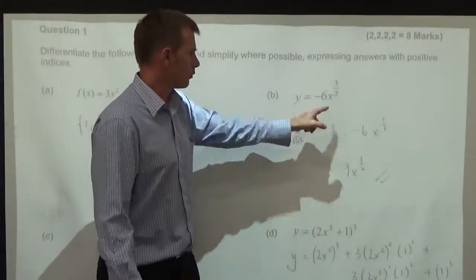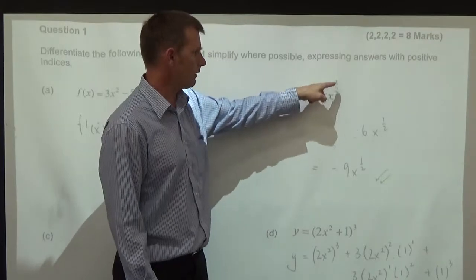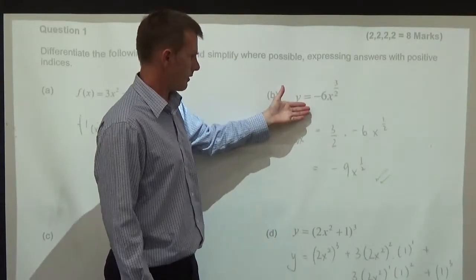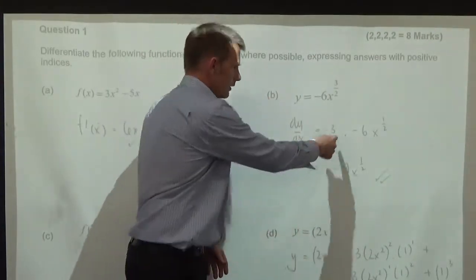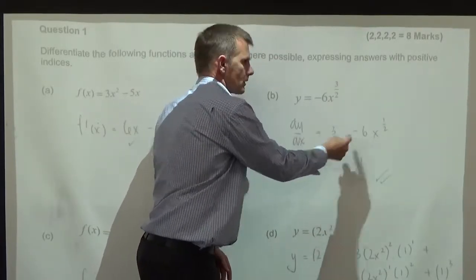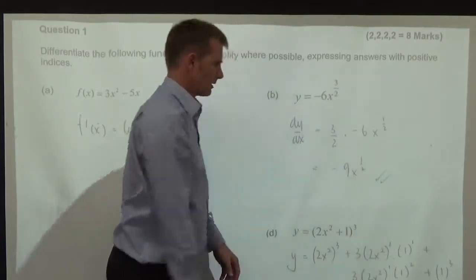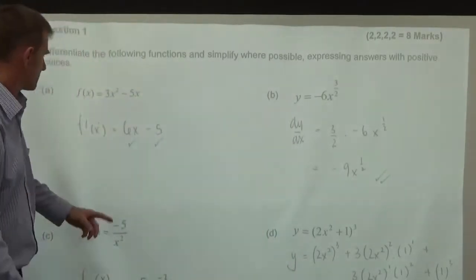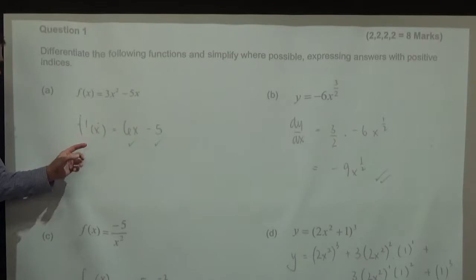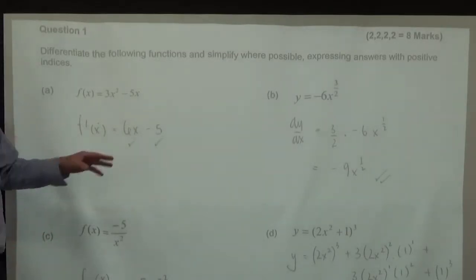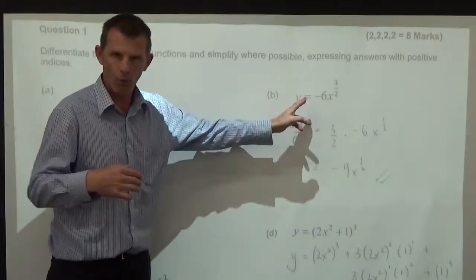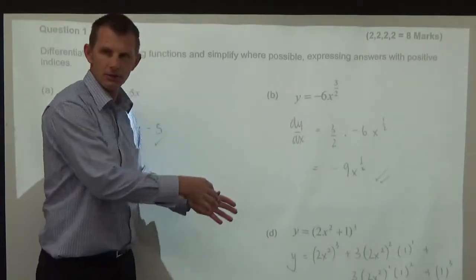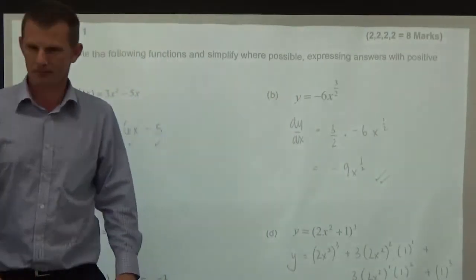Over here, a little more difficult because we've got a fractional power, but it's the same idea. Power out the front, lower the power by 1. This here is the power out the front. Lower the power by 1, a little bit of tidy up. Notice the different notation, dy/dx. It means exactly the same as f'(x). You should be able to interchange the notation. Whatever they give you, work with that. Don't go changing it to something else, work with what they give you.